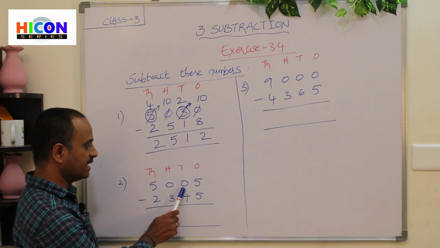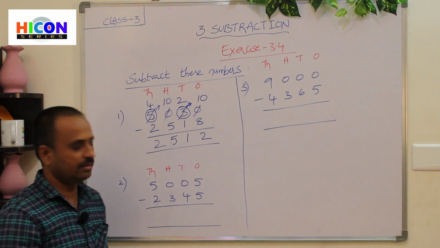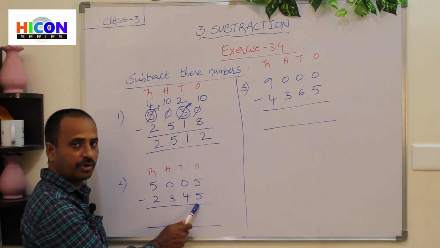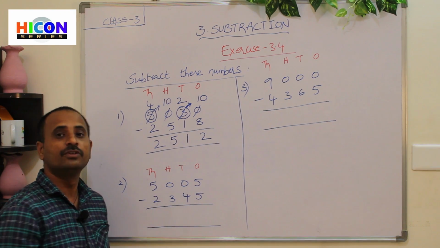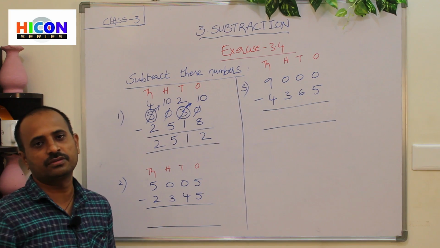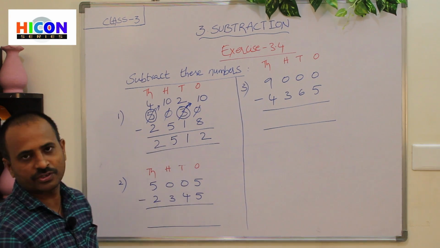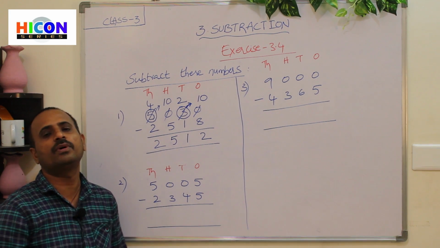So the first number has zeros. So how do we subtract 2345 from 5005? And 5005 has 2 zeros. Then how do we subtract if the number has zeros? Already we have discussed in the first problem. So we have to continue the same process in the second problem also.